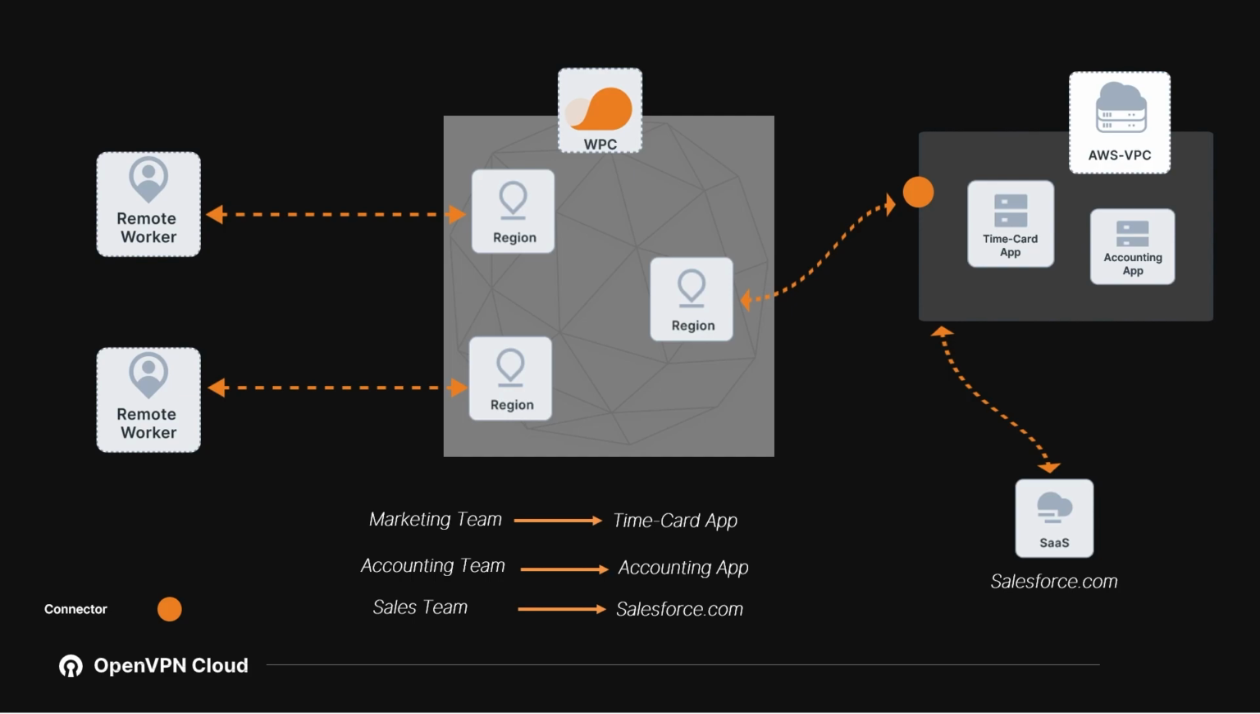A good way of doing this is to whitelist the IP address range, which most SaaS applications will give you as an option. And by doing this, only those people that are connected through OpenVPN Cloud or WPC can log in and authenticate. So this is a good protection against bad actors and compromised credentials.